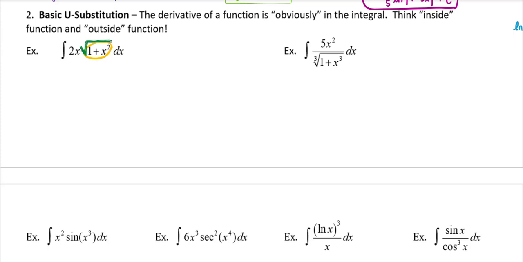So I'm going to go ahead and say let u be 1 plus x squared, so that's the innermost piece of my function within a function, again coming from that composition of functions. I will find du, so du is 2x dx. And then if I look at my antiderivative, that's exactly what I have.